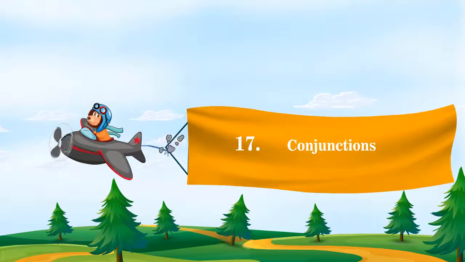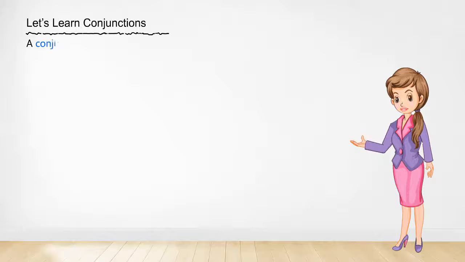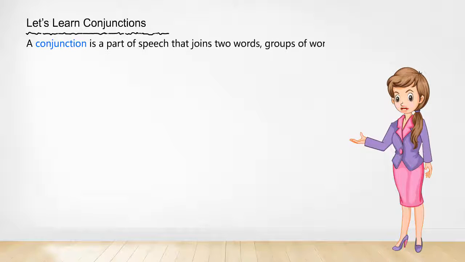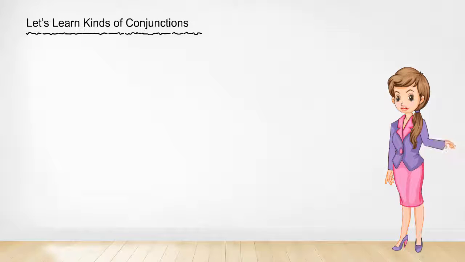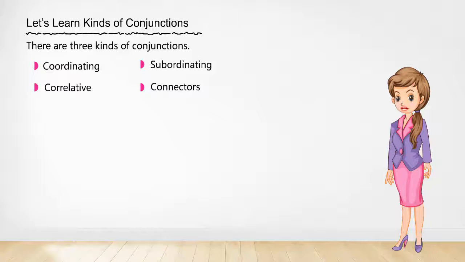Chapter 17. Conjunctions. Let's learn conjunctions. A conjunction is a part of speech that joins two words, groups of words, or sentences. Let's learn kinds of conjunctions. There are four kinds of conjunctions: coordinating, correlative, subordinating, and connectors.